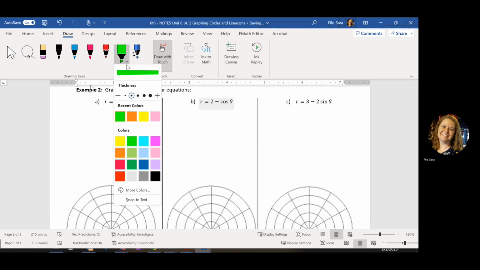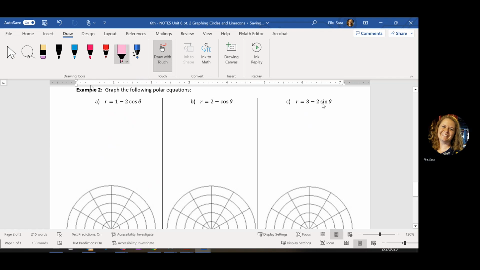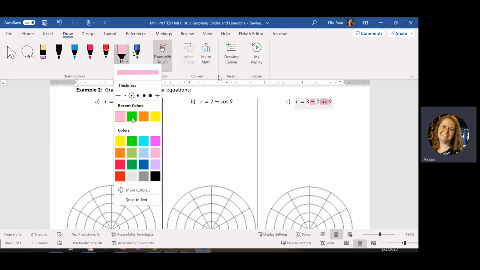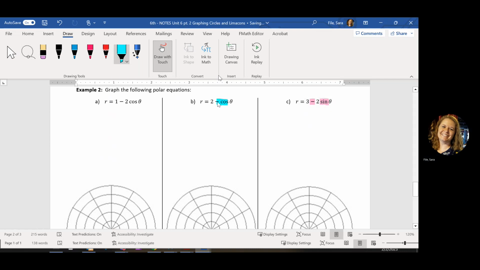First of all, I'm going to identify whether it's sine or cosine, positive or negative, so I know what direction I'm going to go in. Okay, so I'm going to go ahead and write that out. What direction is this limacon going to be drawn for A? To the left. What about for B? To the left also. It's negative cosine again. Okay, and what about for C?